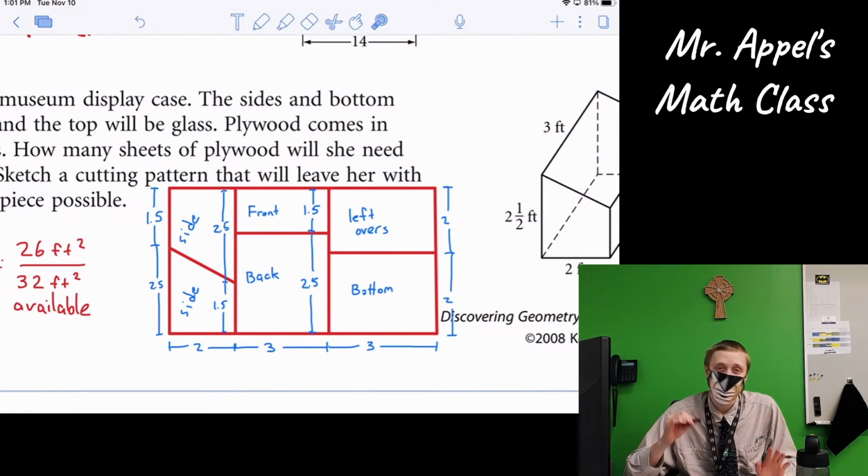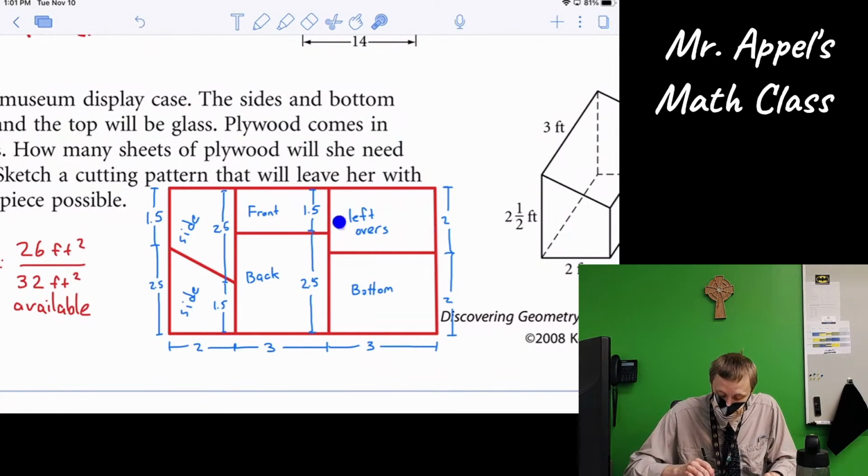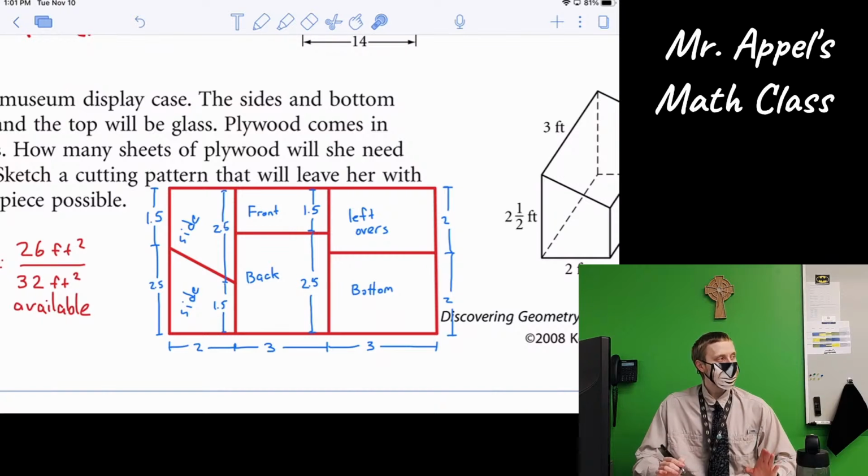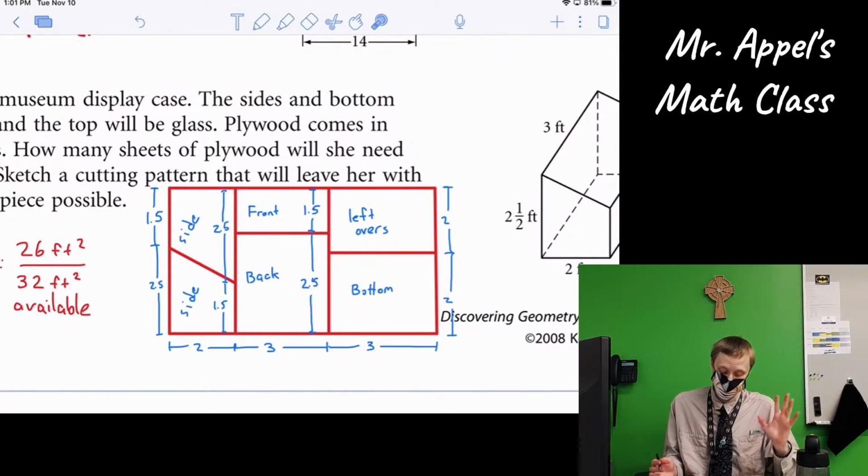So yes, you can. Here is one way to do it. There's lots of ways you can fit this on. There's lots of leftover space here. So this guy could be over there, and you could have your leftover in the middle, or you could have split these up. However, this is just one method that would work.